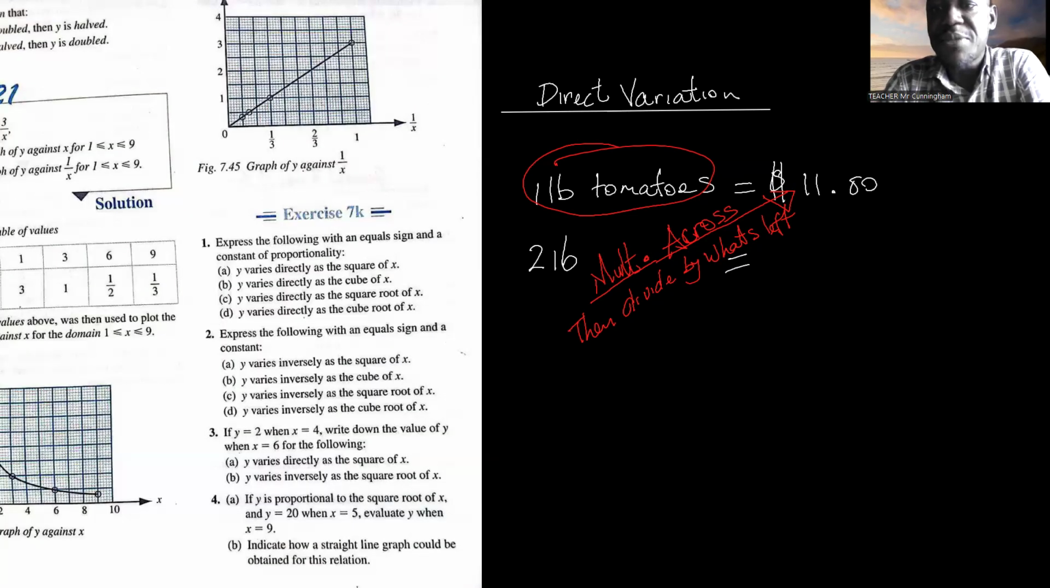So in direct variation, it deals with proportion. Direct variation means everything goes sequentially, according to, let's say, an increase. If there's an increase in X, there will be an increase in Y. If there's a decrease in X, there's a decrease in Y. This is what direct variation is all about.